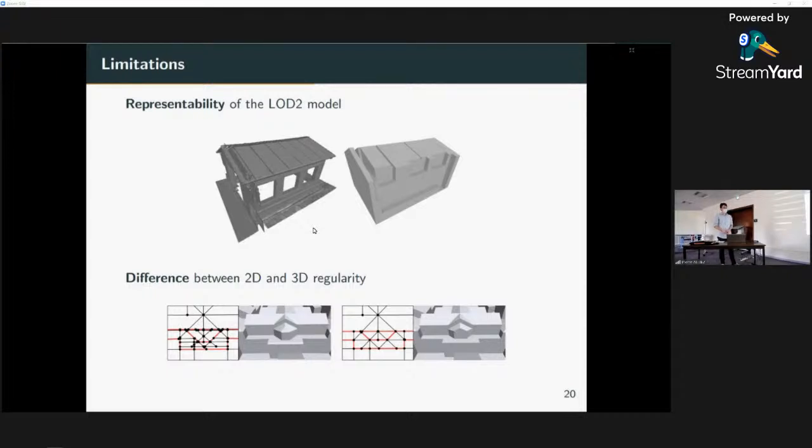A second problem that is more troublesome is that there are sometimes differences between the 2D and 3D regularity. So here we see the 2D partitions, we see that we correctly simplify the 2D partition. However, when we see the 3D result, we observe that we've changed completely the nature of the facade.